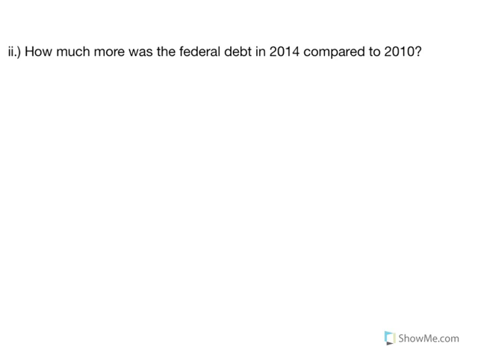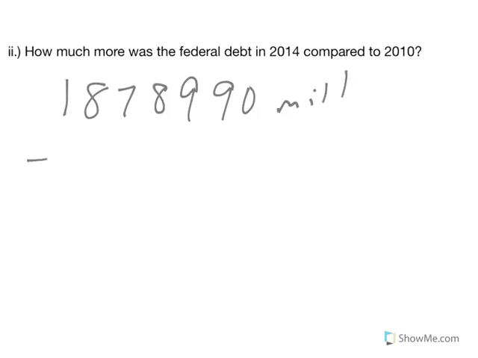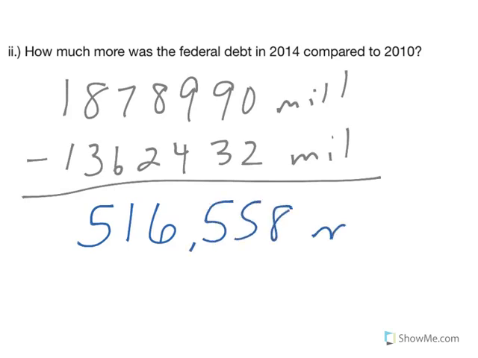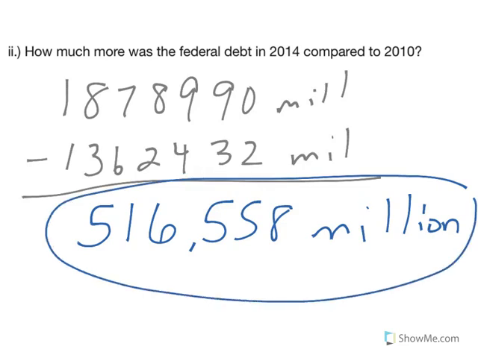Same concept in Part 2, federal debt. Well, in 2014, our federal debt was 1,878,990 million. And in 2010, it was 1,362,432 million. So when I subtract, our federal debt increased by $516,558 million. That's a lot for this made-up example.